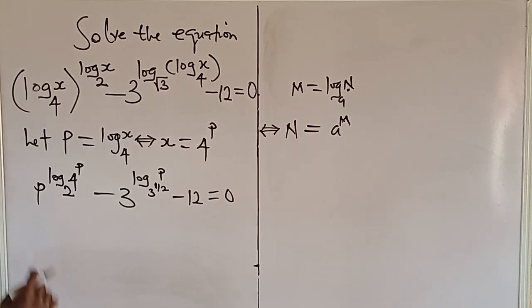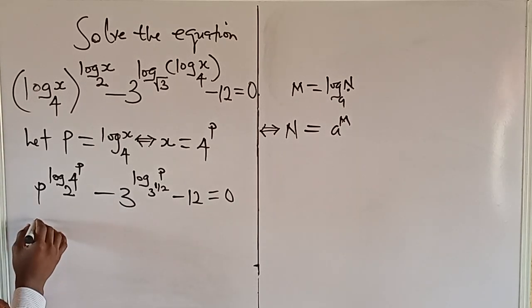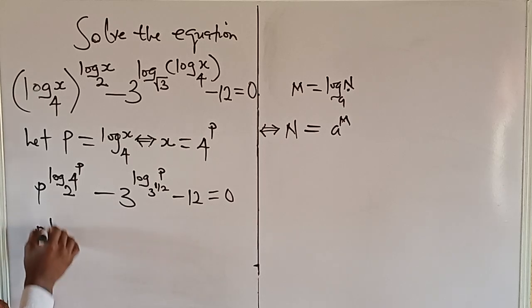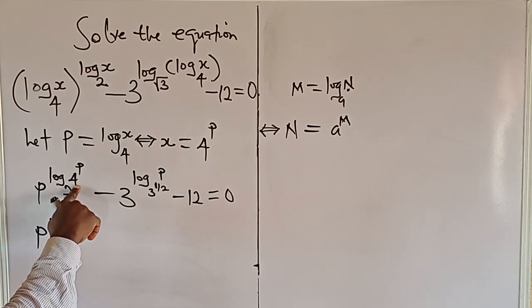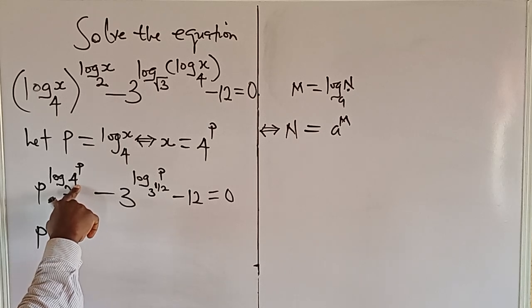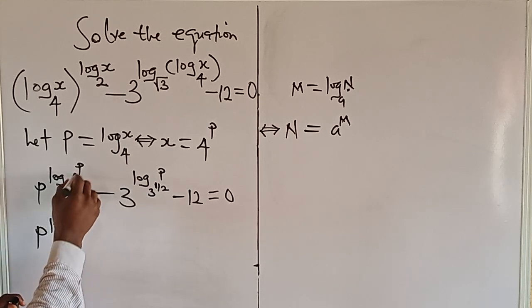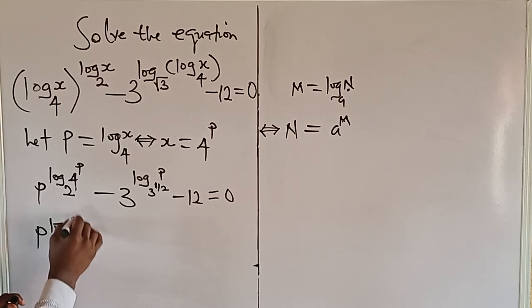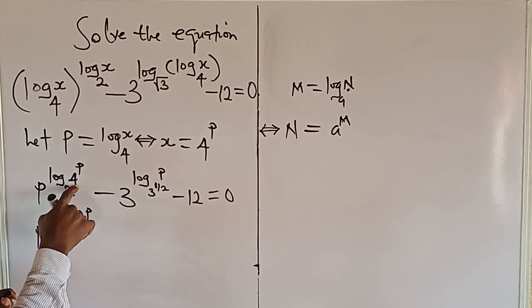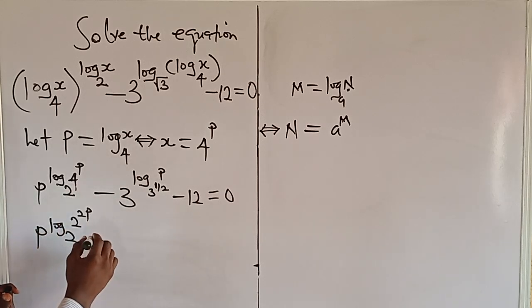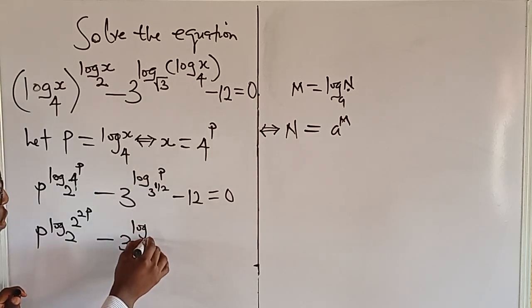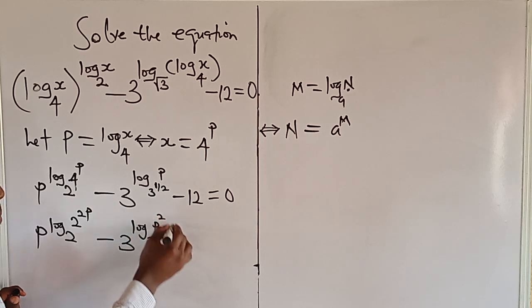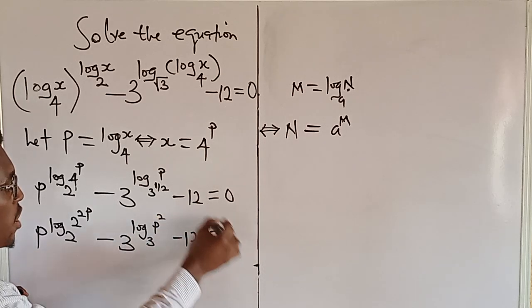Can you see that? Now this can be written as p log to the base 2. Now 4 is the second power of 2, so this entire expression, 4 to the power of p, can be written as 2 to the power of 2p. Then we'll have this as minus 3 to the power of log to the base 3 of p squared, minus 12 equals 0.